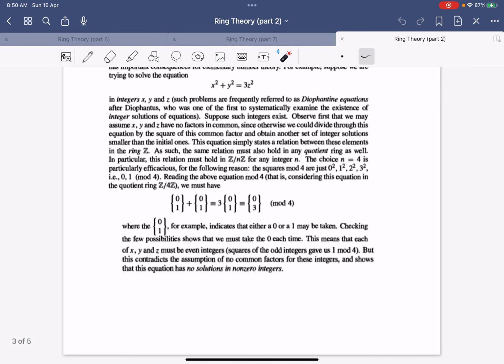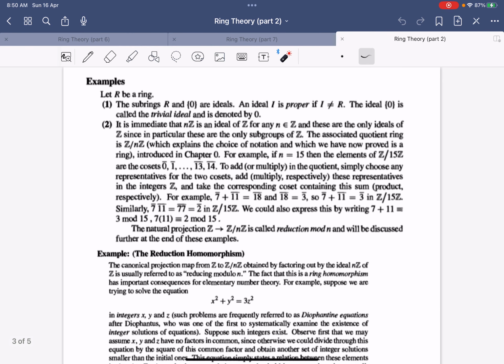Now, some examples of what we are going through. Some examples of ideals are R and 0, which are of course ideals. We say I is proper if I does not equal R, so I must be a proper subset of R. And the zero ring is always the trivial ideal. You can verify that the multiples of n form an ideal of the integers, and these are the only ideals of Z.